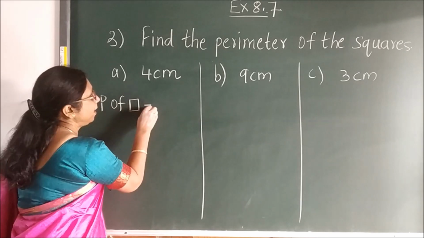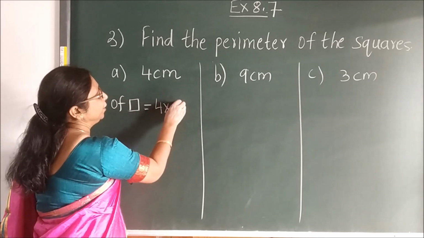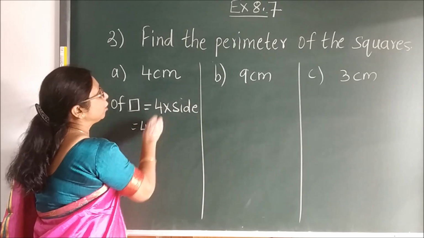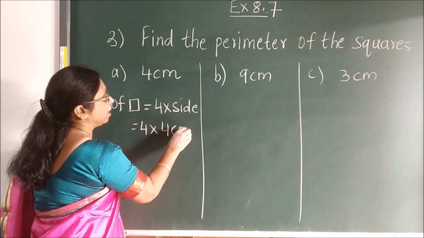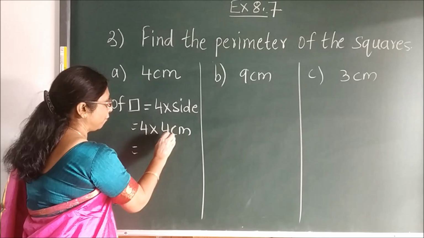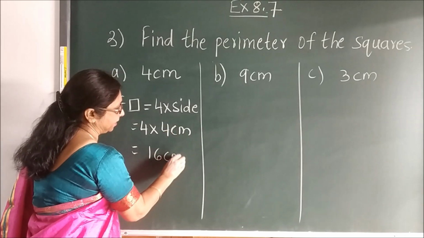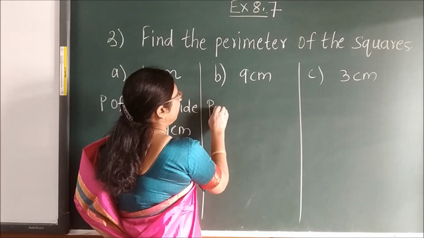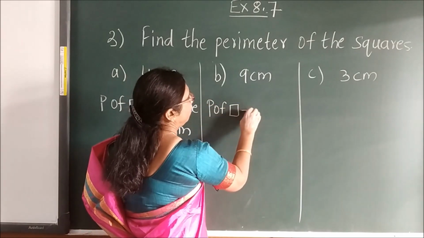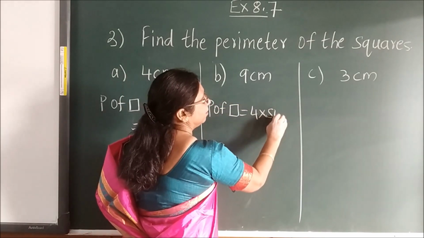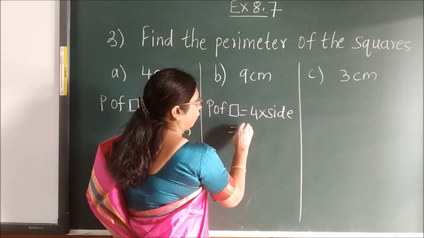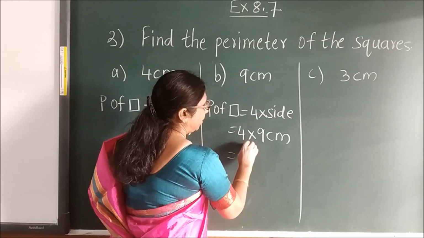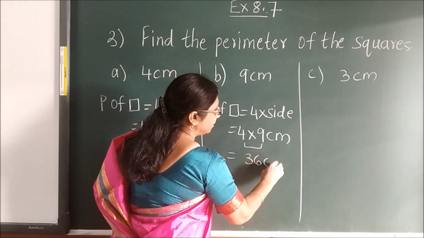Figure of square. Formula is 4 into side. Clear? So you write here 4. Then what is the side given? 4 centimeter. Then multiply, 4 4s are 16 centimeter. Clear? Here also perimeter of square, 4 into side. 4 multiplied by side 9 centimeter. Multiply, 36 centimeter.